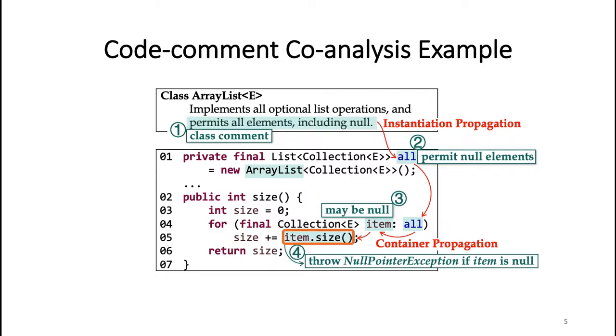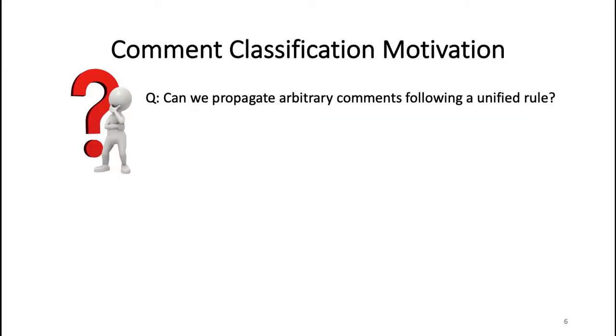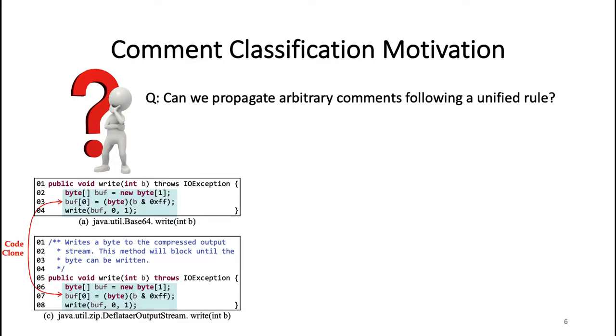From this example, we can see that by propagation, we can pass comments to code that doesn't have existing comments, and with the semantics in the propagated comments, we can detect code bugs. It's well known that there are various kinds of comments, so now the question is whether we can propagate arbitrary comments using a unified rule. Let's look at an example. These two pieces of code are code clones.